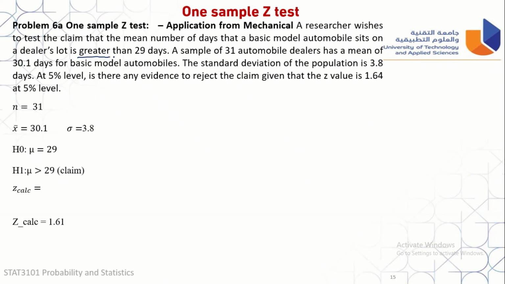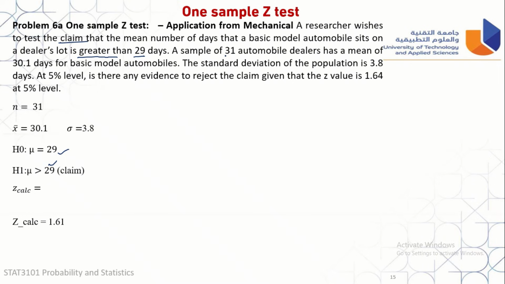It says "greater than", so it is a one-sided test. A researcher wishes to test the claim that the mean is greater than 29 days, so this is the claim: mu greater than 29. So what is the null hypothesis? Mu equal to 29.